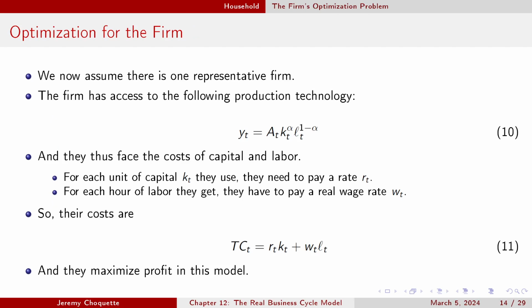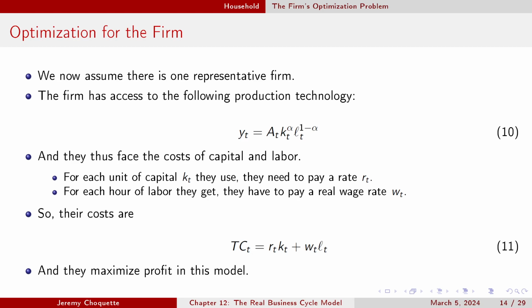Now, we're going to assume that there's just one representative firm. We did the same thing with a household, if you remember. It was just one household. So here it's just one firm. And the firm has access to the production technology that we've seen a lot this semester. Y equals A times K to the alpha times L to the 1 minus alpha.